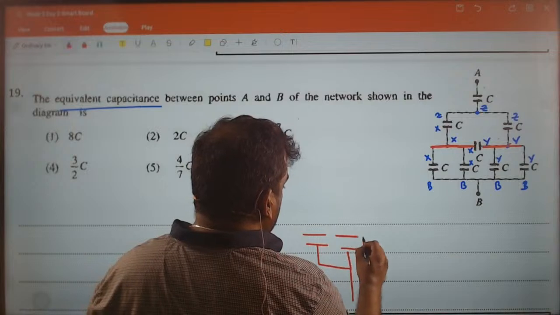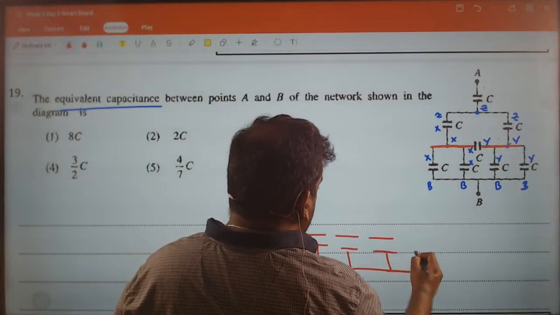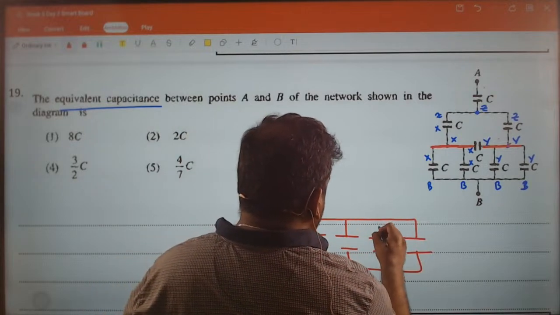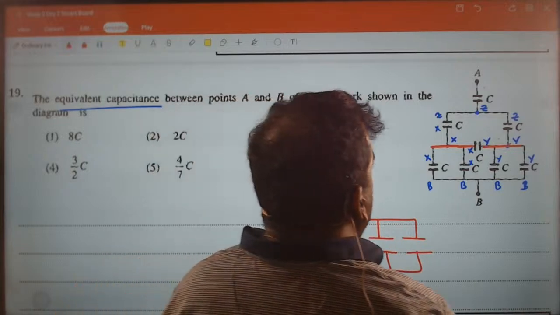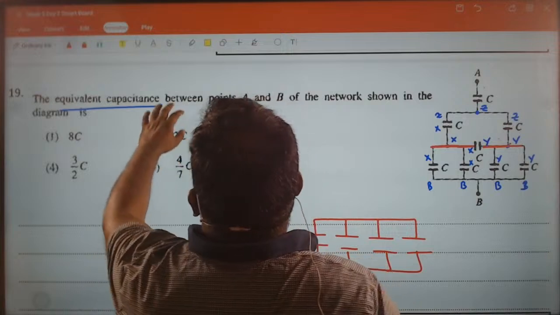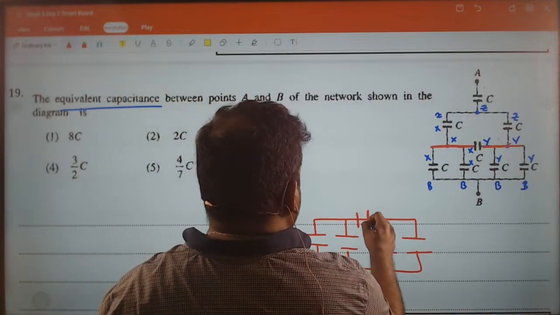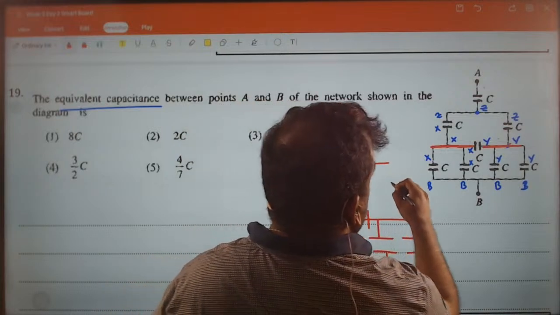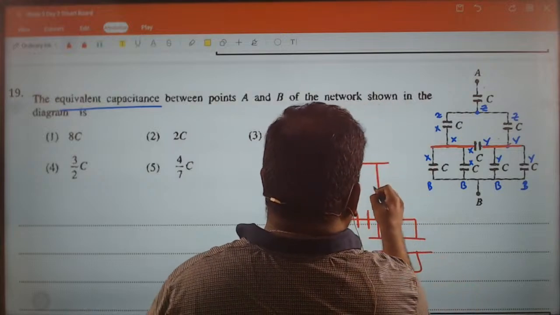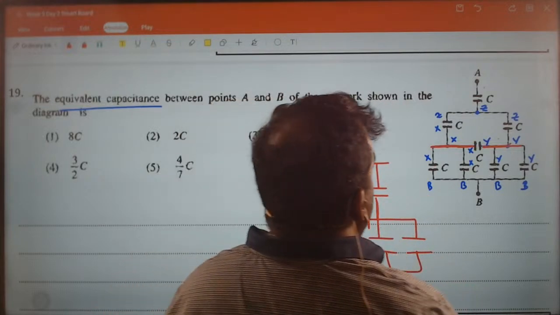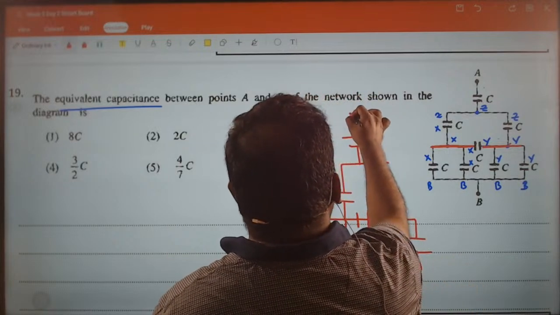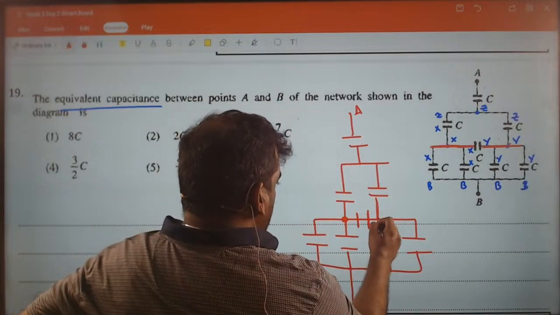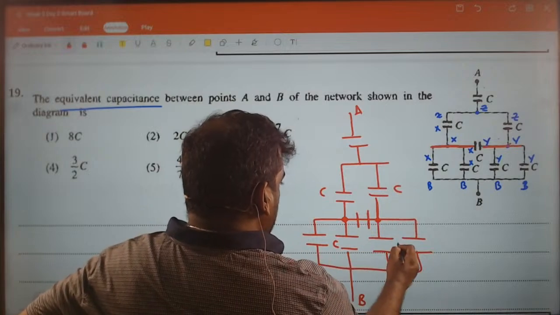Connected here, here, here, here. Right. Connected like this. Here there is a capacitor that is connected like this. Here one more capacitor A, here B. Look at this carefully. These two terminals. Here C, here C, here C, here C.